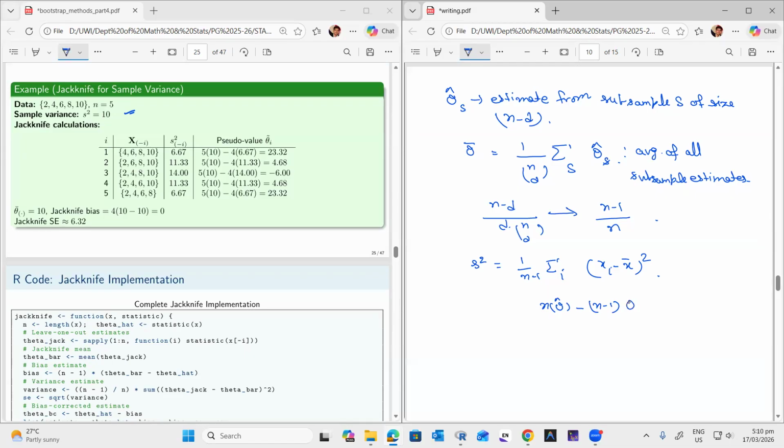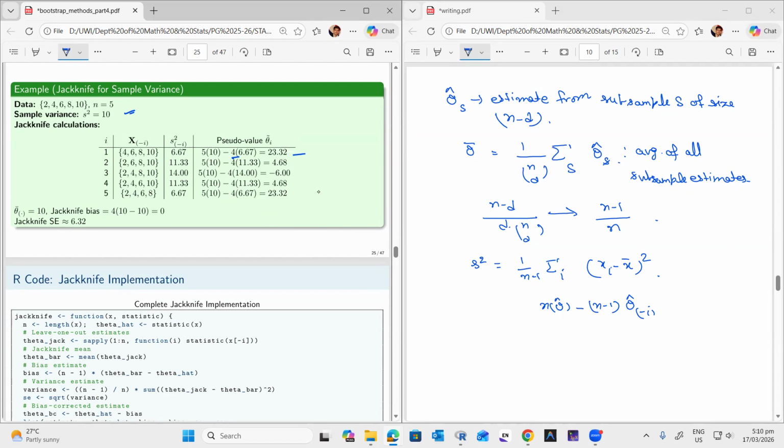Okay, theta cap removing ith value. So that is 6.67, and the sample size will be n minus 1, which is 4. Then the pseudo value of theta i we are getting from here. These are the values corresponding to the samples, and then we are going to find the theta bar dot of all of these.